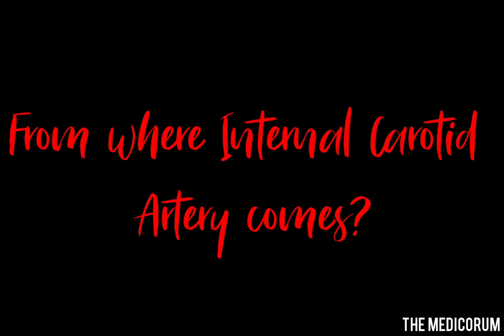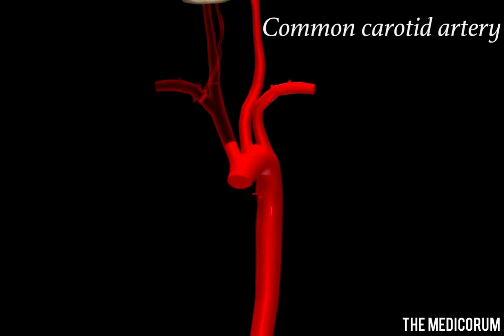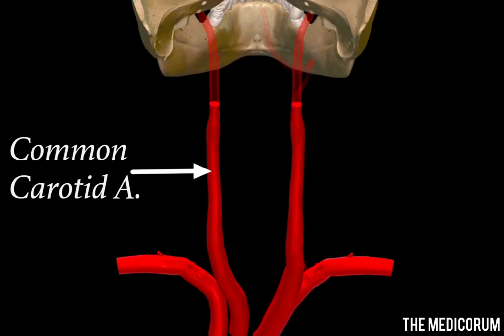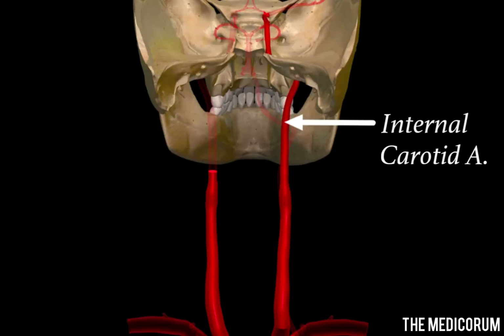Coming on to the internal carotid artery, from where does it arise? The arch of aorta along with the subclavian artery gives another branch, that is the common carotid artery. The common carotid artery, as it continues upwards, divides itself into two branches, that is the internal carotid and the external carotid artery, out of which the internal carotid artery will form the major portion of the circle of Willis.